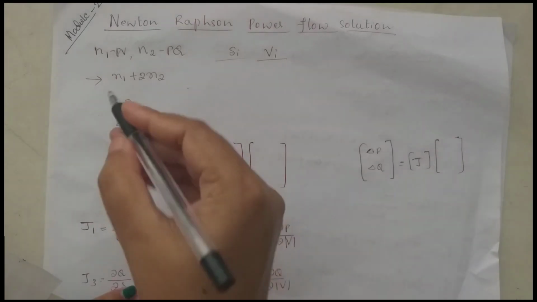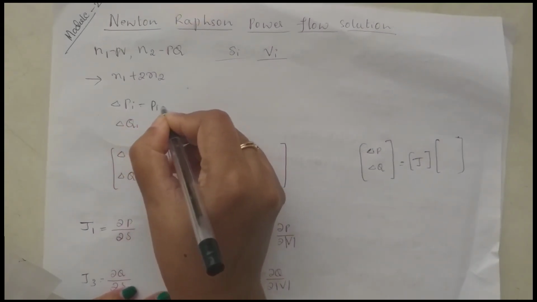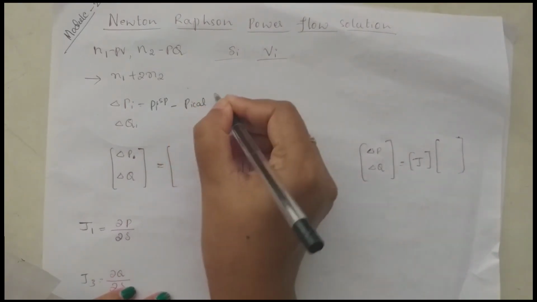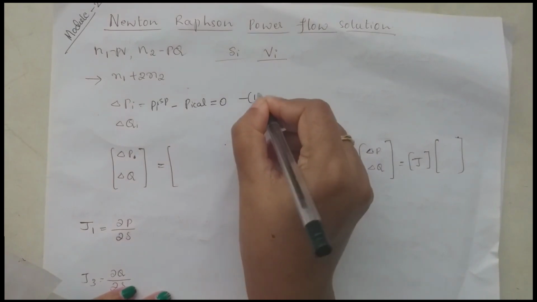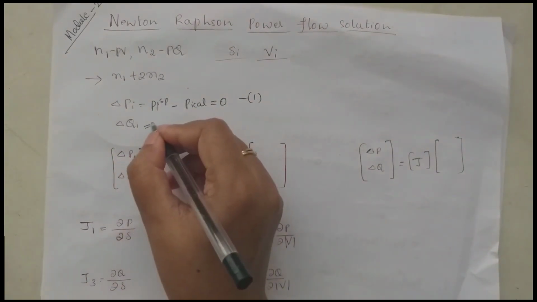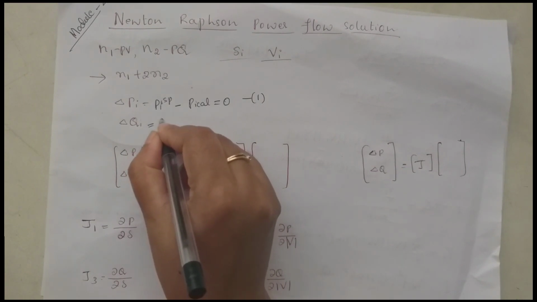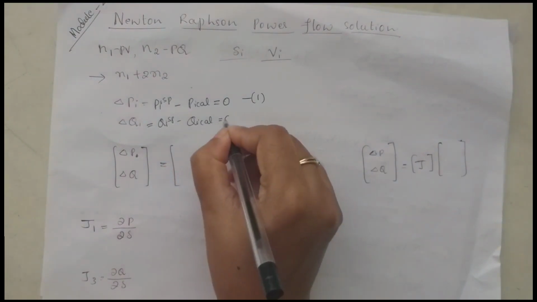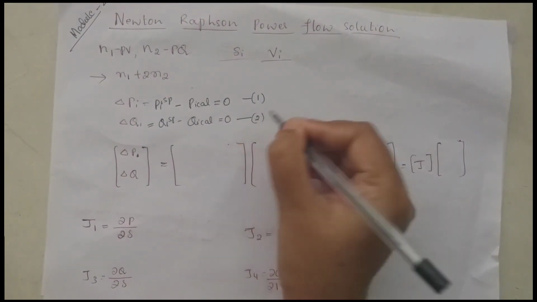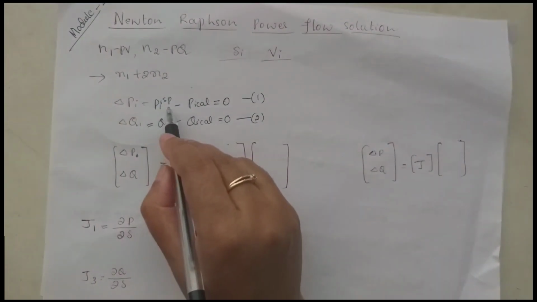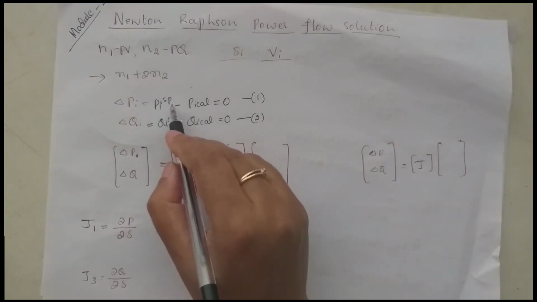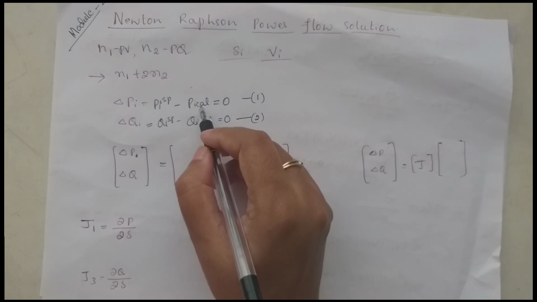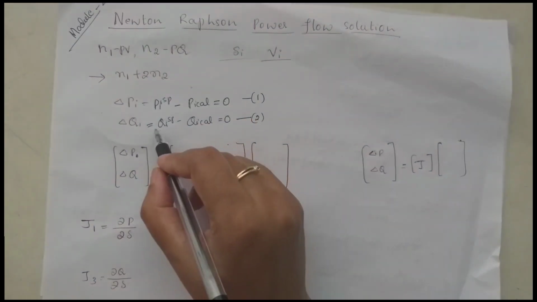Let delta Pi be Pi scheduled or Pi specified minus Pi calculated, let it be equal to 0. Take it as equation 1. Delta Qi, let it be Qi specified minus Qi calculated, equal to 0, equation 2, where Pi specified is the specified or scheduled value of active power at bus i, and Pi calculated is the value of the active power using voltage estimates.